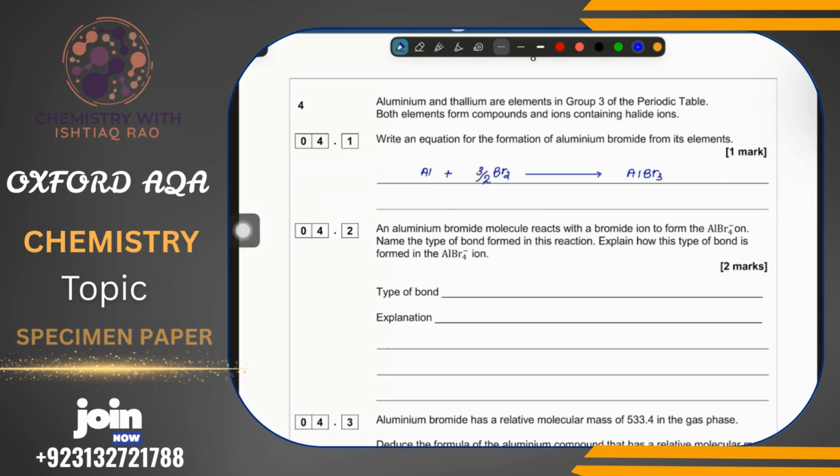What if I write this one? No, you'll have to multiply it then. Yeah, you can also write this one, 2AlBr3, and then 2Al and 3Br2. It's the same thing. You can write it like a fraction, or in decimal, 3 upon 2 and also 1.5.